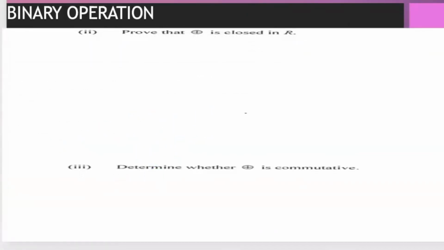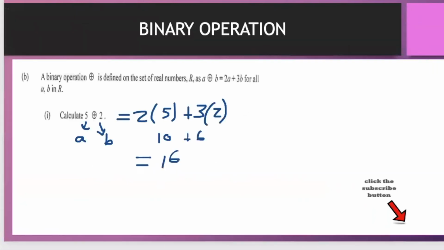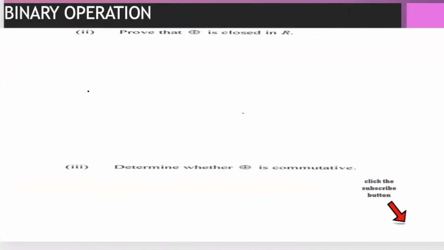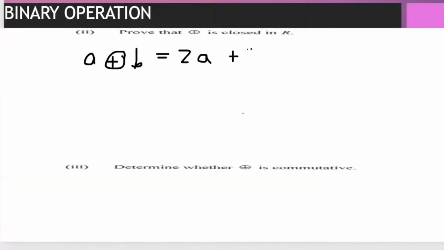The next question, prove that O plus is closed in R. So the operation that was given, I am going to rewrite it. So I have A O plus B is equal to 2A plus 3B.